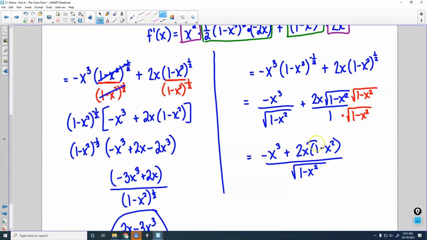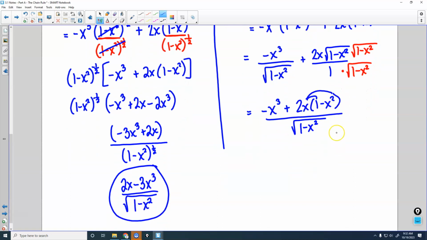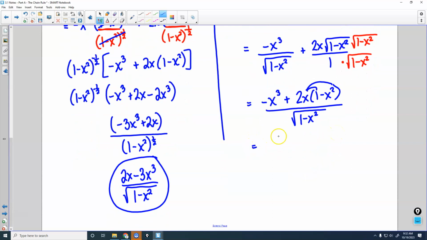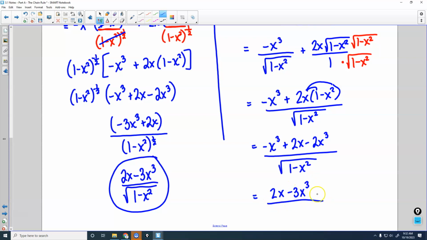And now you just basically have to simplify the numerator. So negative x cubed plus 2x minus 2x cubed over square root of 1 minus x squared, which I'm going to write this way, 2x minus 3x to the third over square root of 1 minus x squared. So that's another way to get to that same answer.